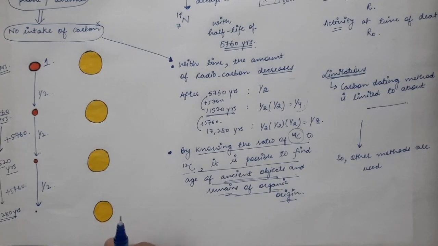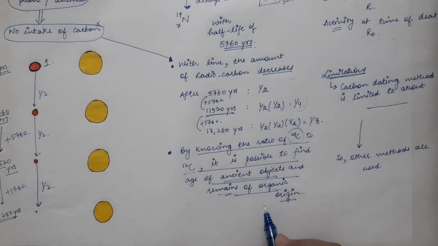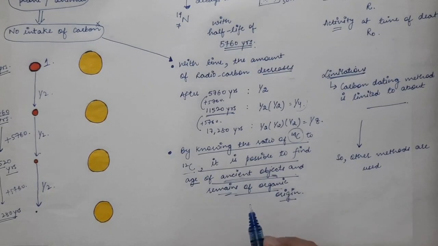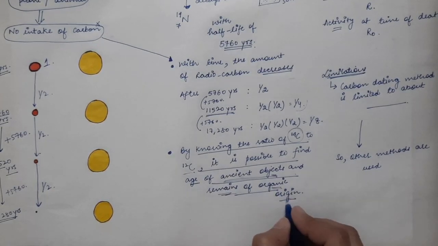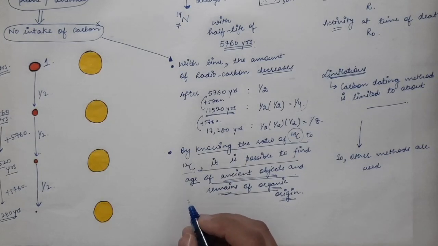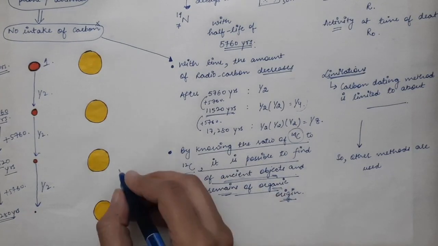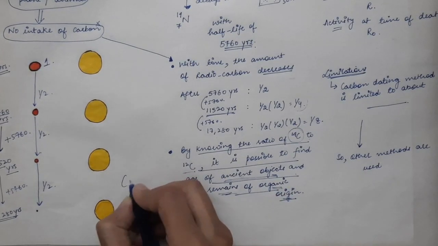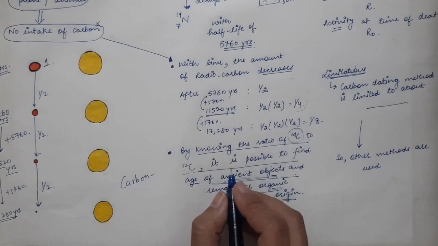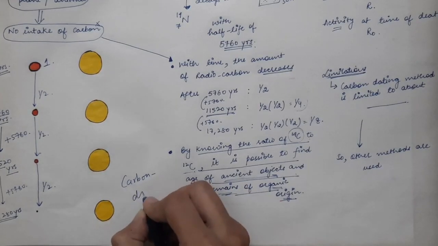So this is how we use the method of radioactive decay to find the age of various objects and other remains of organic origin. This whole procedure in which we use radioactive carbon to determine the age of various objects is called carbon dating.